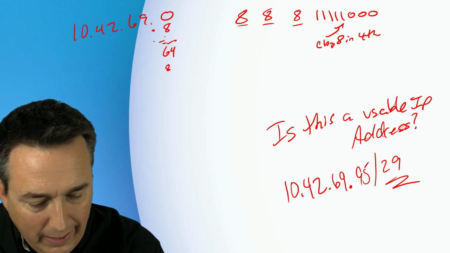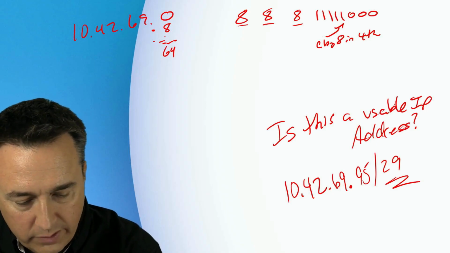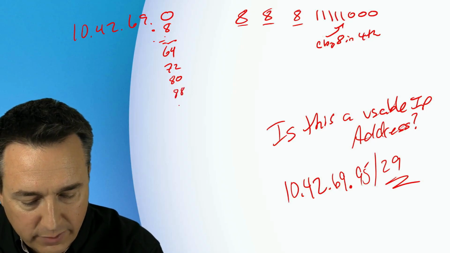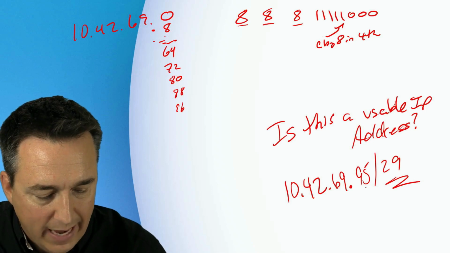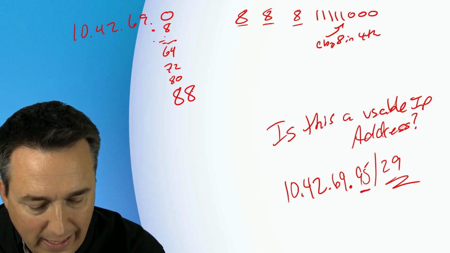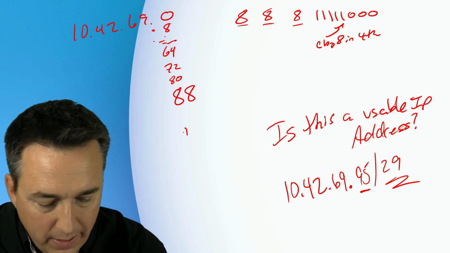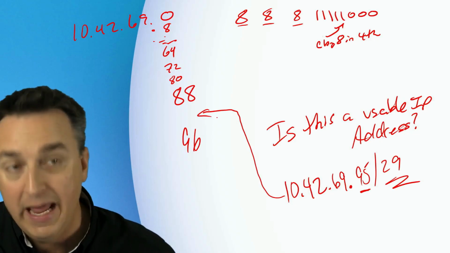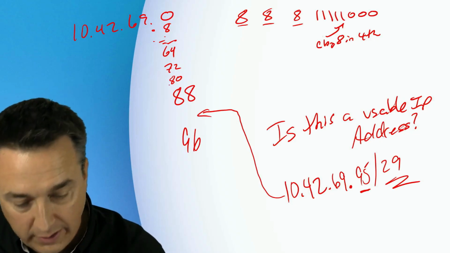And then we got what? 72, 80, 88, 96. Okay, I can stop right there. Look at that, 95. So make this a little bit bigger. We got 88, and then we've got 96. So this address falls in this network. So this is the network ID.